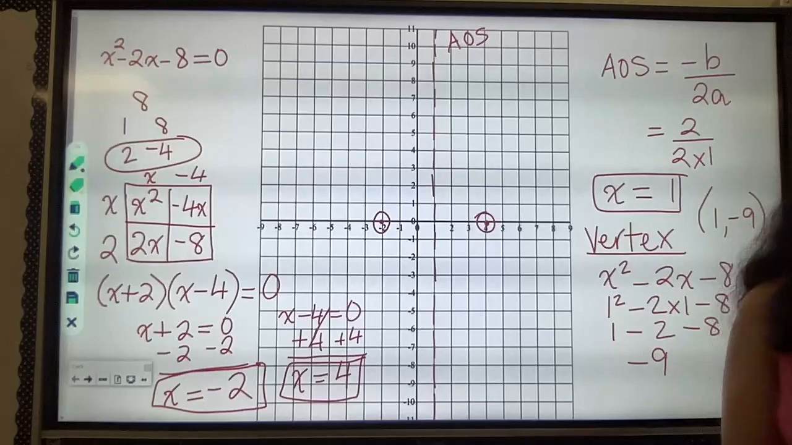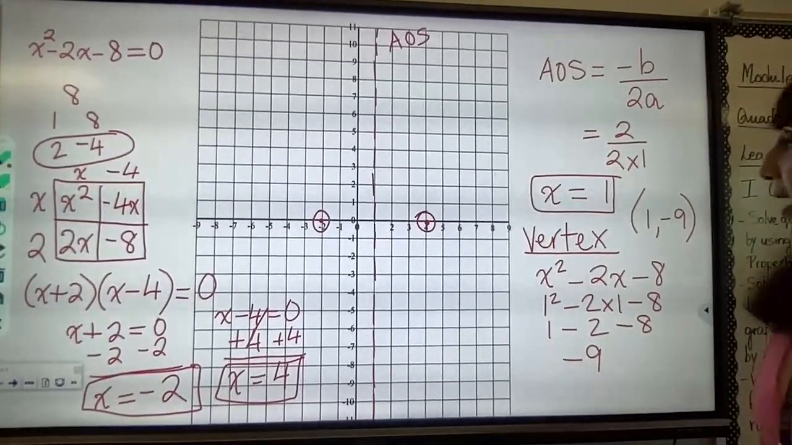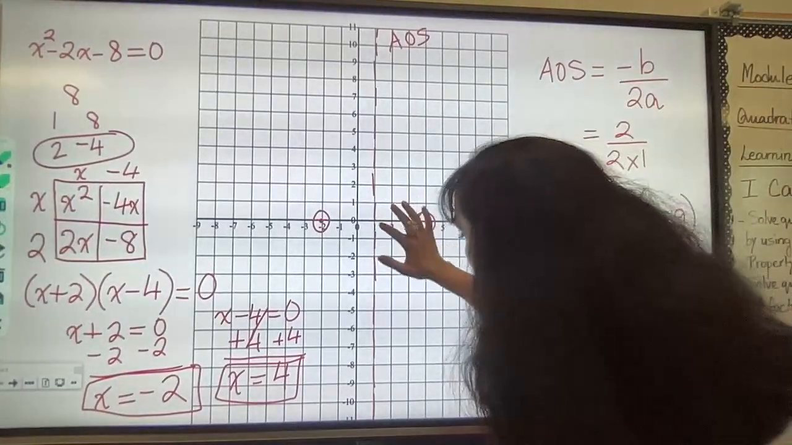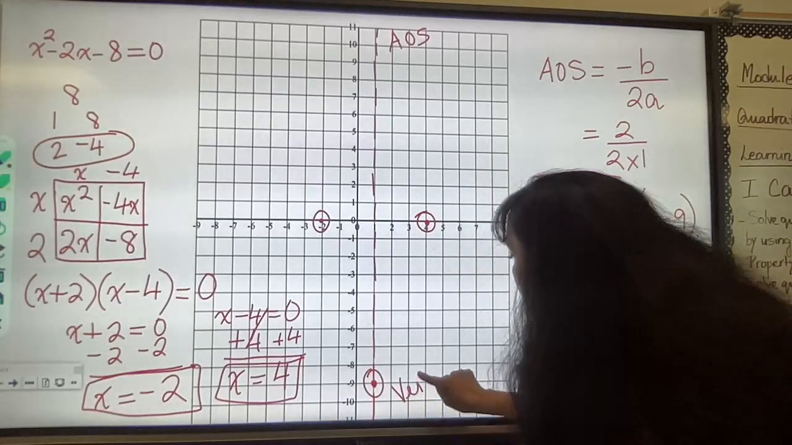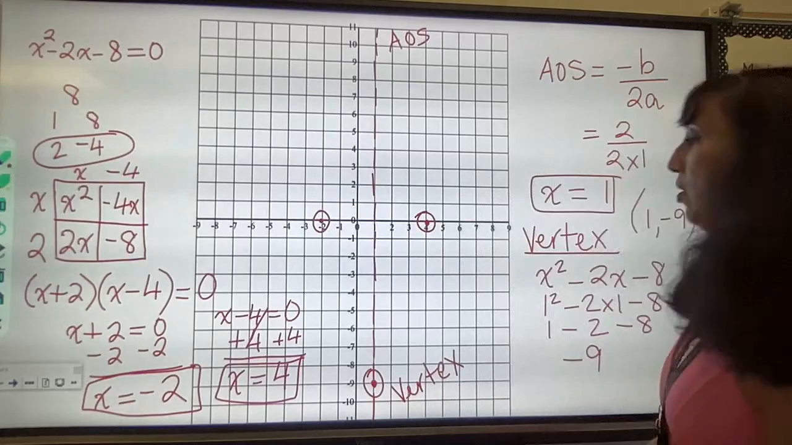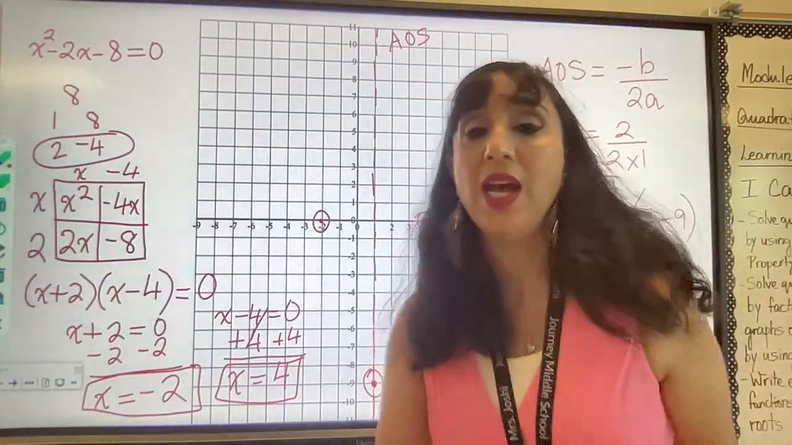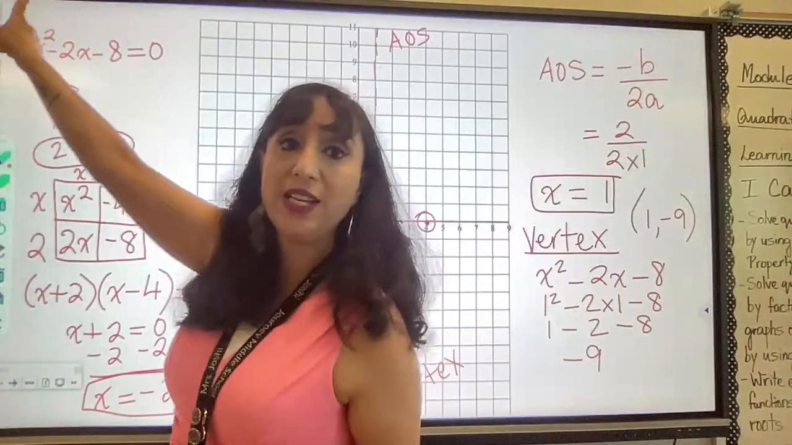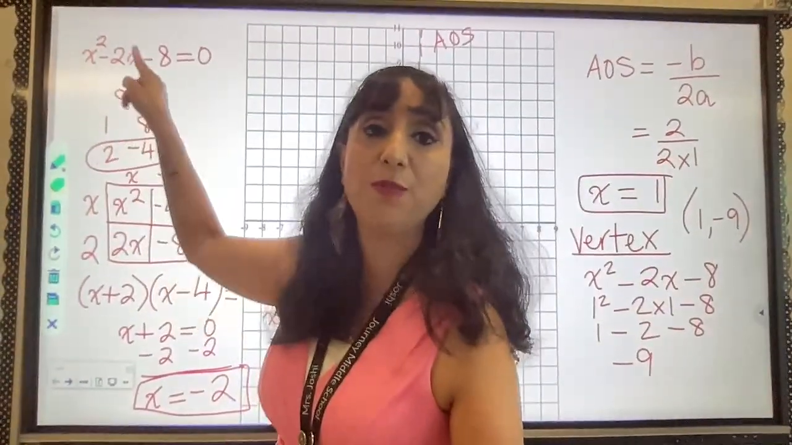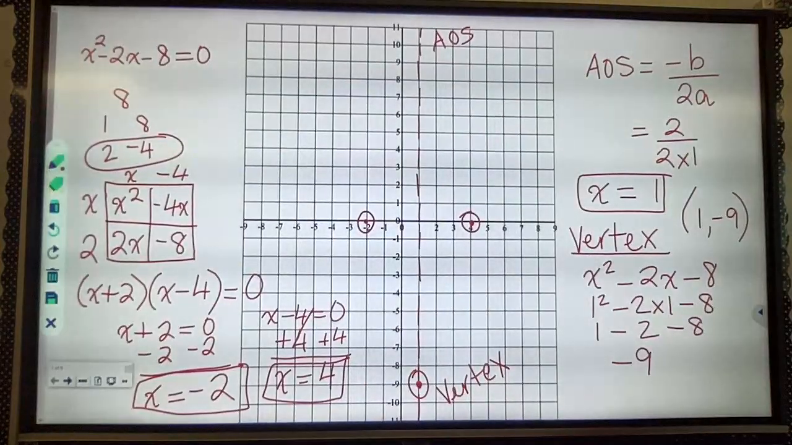So (1, -9). Then I'm going to plot that. This is 1 and here is -9. So this is my vertex. I know that the graph is opening upwards, and I know it's opening upwards because the coefficient in front is positive. That's why.